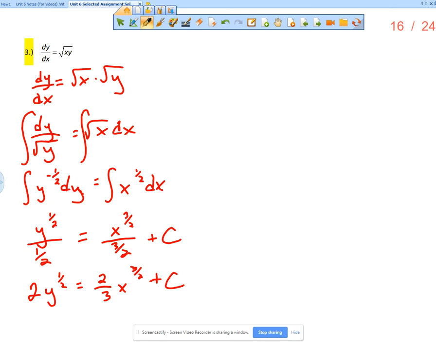Now, this is implicitly defined because it's not y equals, and I believe this is the version that I have on the answer sheet. But if we wanted to solve explicitly, we would divide by 2, and then we would square both sides to find the value of y explicitly.